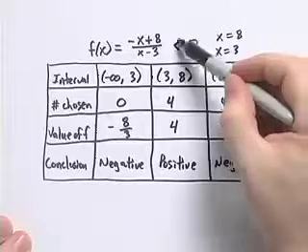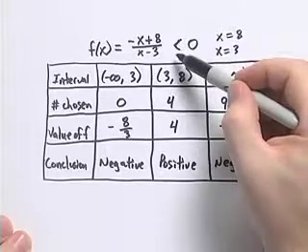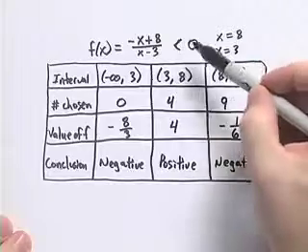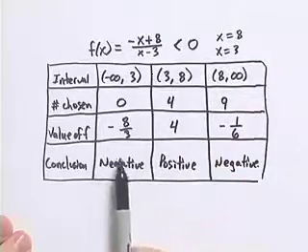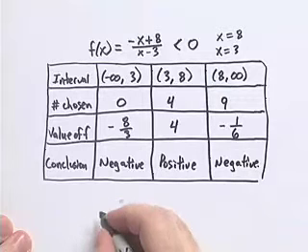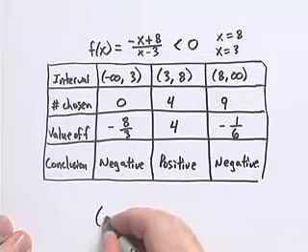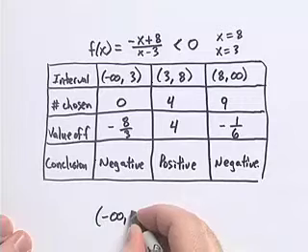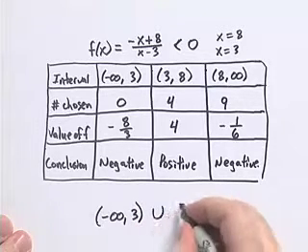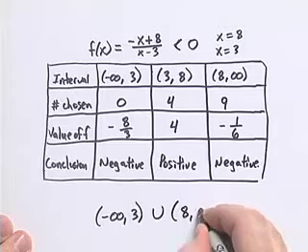We want this function to be negative, and this is a strict inequality, so we're not looking for where it's equal to 0. We want it to be strictly less than 0. So we look at our intervals and see that the function will be negative on the first and third intervals. And so our solution set in interval notation will be negative infinity to 3, use a parenthesis on 3, union 8 to infinity.